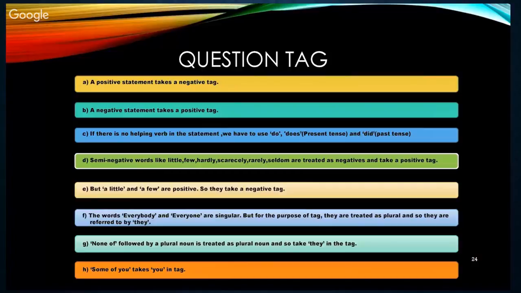Semi-negative words like little, few, hardly, scarcely, rarely, seldom are treated as negatives, and they take a positive question tag. But a little, a few are positive.